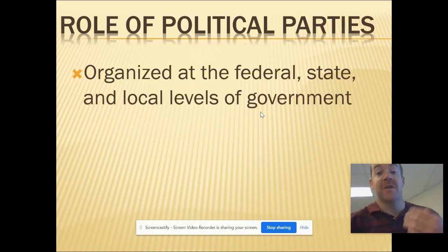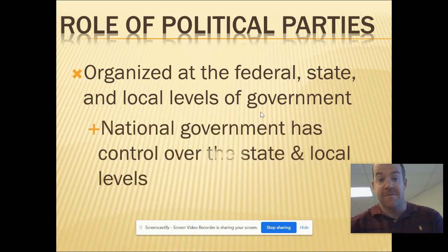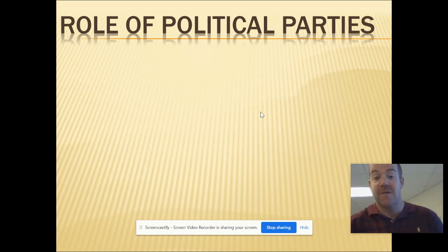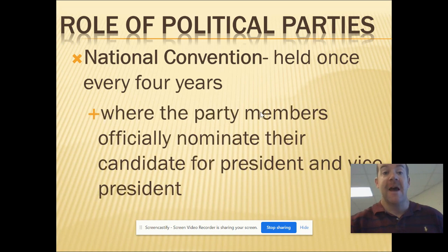Role of political parties: they organize groups at federal, state, local, and national levels. Now, a big thing they do, which is on the test as well, is they hold a national convention, and they officially nominate their president and vice president at these conventions.